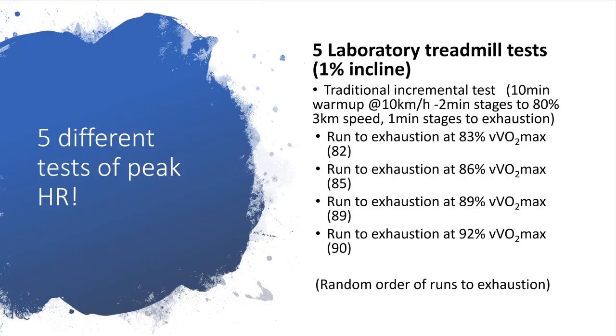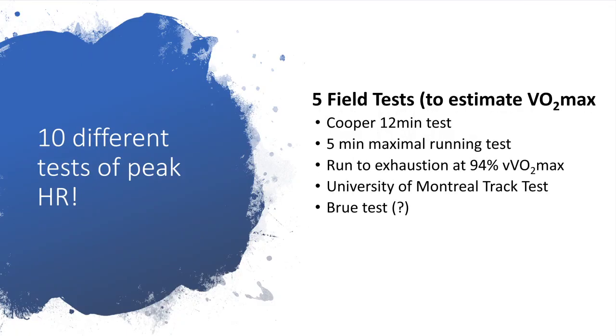Then they came back and on different occasions in random order, they did so-called runs to exhaustion. So 30-minute warm-up or a good warm-up, and then a run to exhaustion at specific speed. 83% of their VO2 max velocity from the incremental test, or 86%, or 89%, or 92% of that velocity. Okay, and this was in random order.